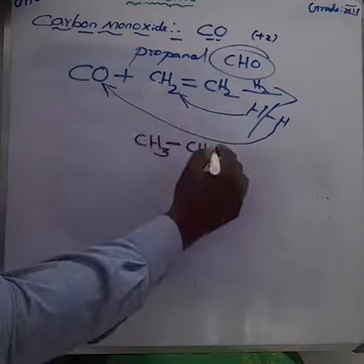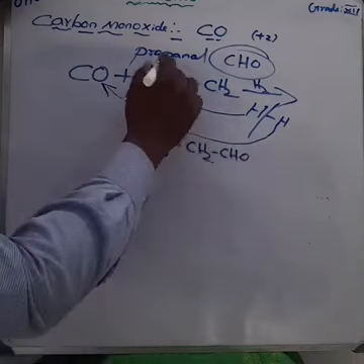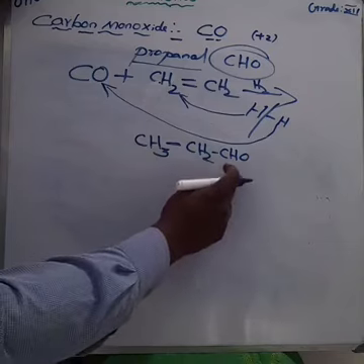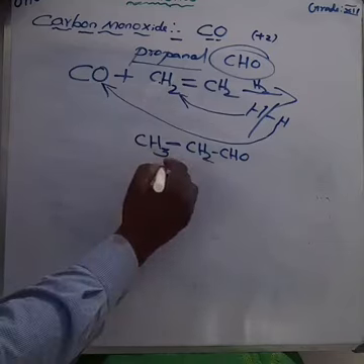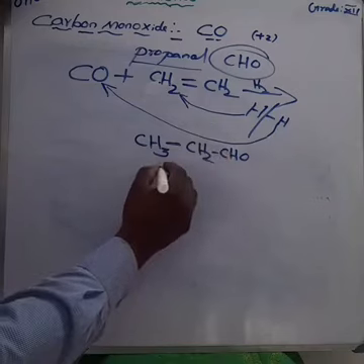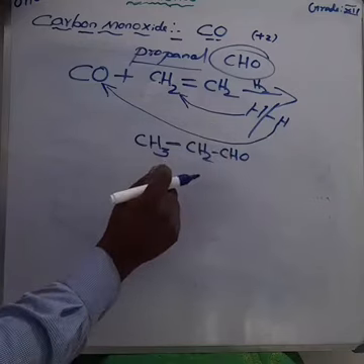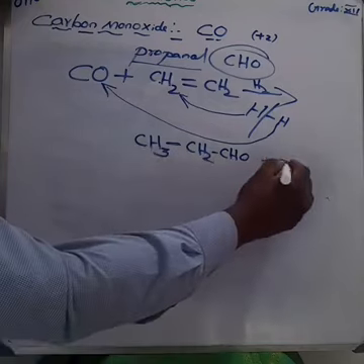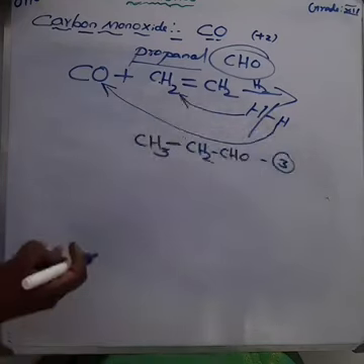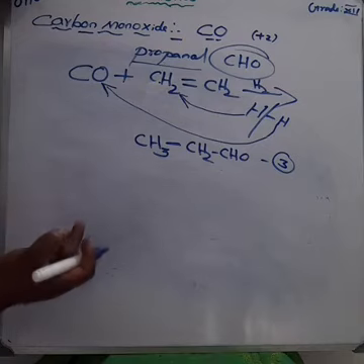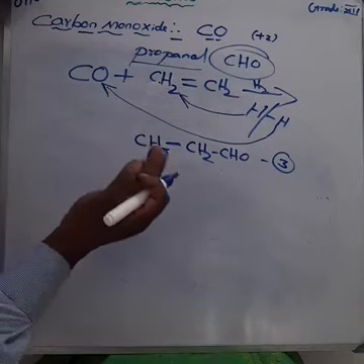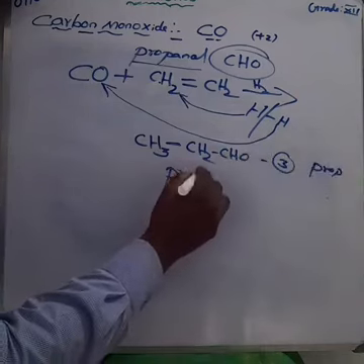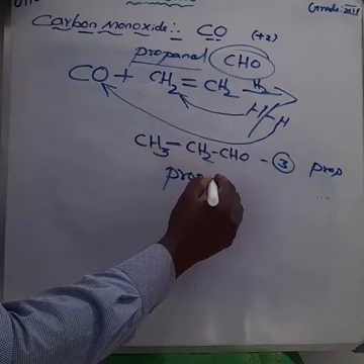What is the name of the compound? CH3, CH2, CHO. How many carbons are there? 1, 2, 3. Three carbons. So what is the root word for three carbons? One carbon root word is meth, two carbon root word is eth, three carbon root word is prop. Am I right? Prop. Here all are single bonds, so you have to write ANE.